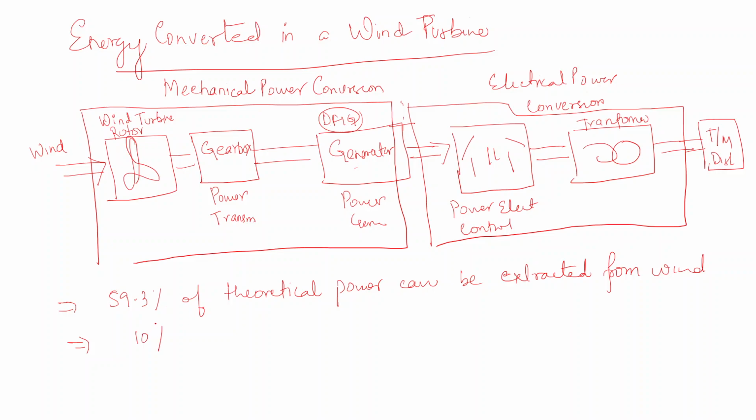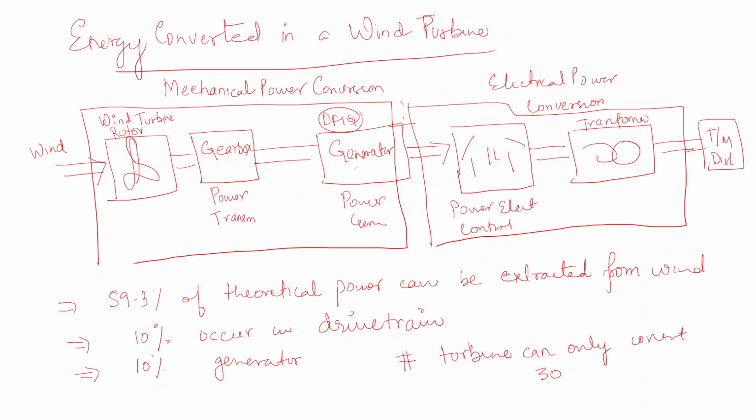There are 10% losses that occur in the drivetrain. Okay. 10% losses occur in the generator. And we know that a turbine can only convert 30 to 35% of available wind energy into electrical energy. Okay. This is the energy conversion.